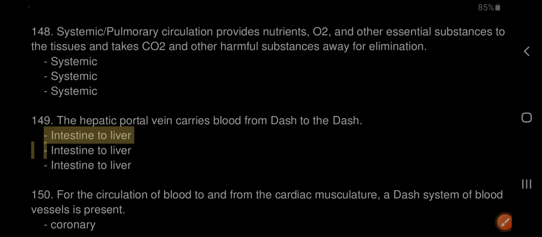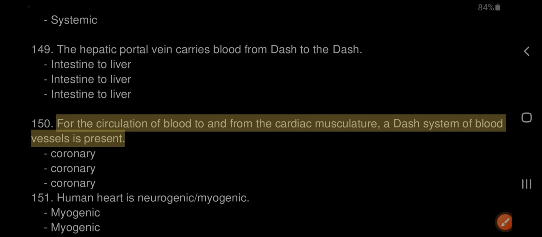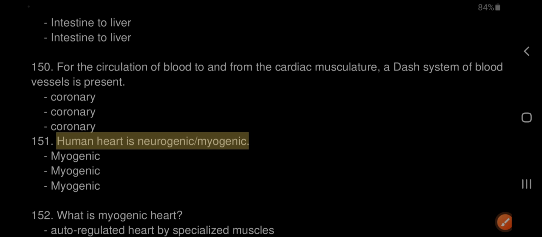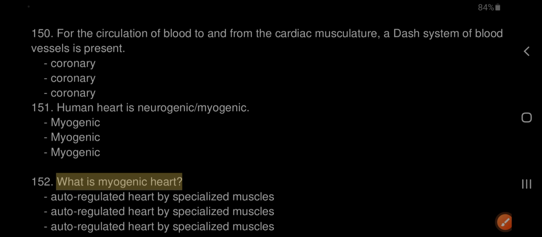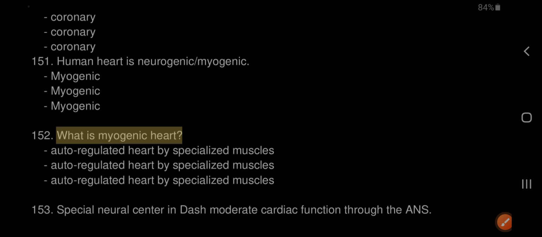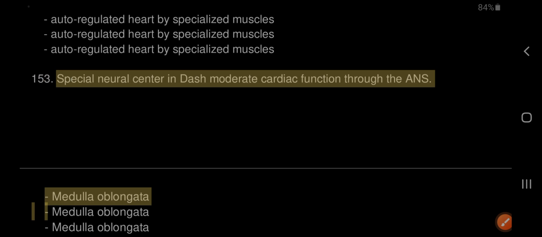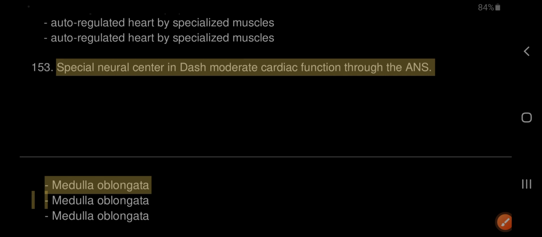150. For the circulation of blood to and from the cardiac musculature, a coronary system of blood vessels is present. 151. Human heart is myogenic. 152. What is myogenic heart? Auto-regulated heart by specialized muscles. 153. Special neural center in medulla oblongata moderates cardiac function through the ANS.